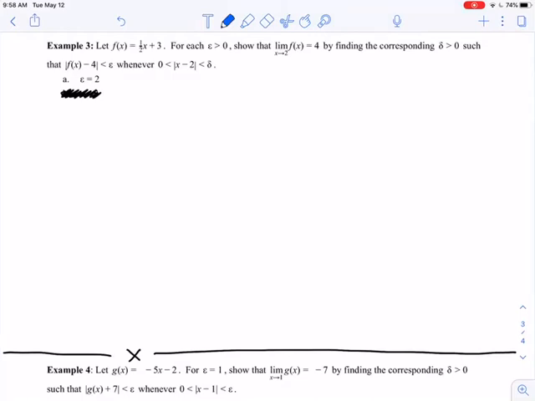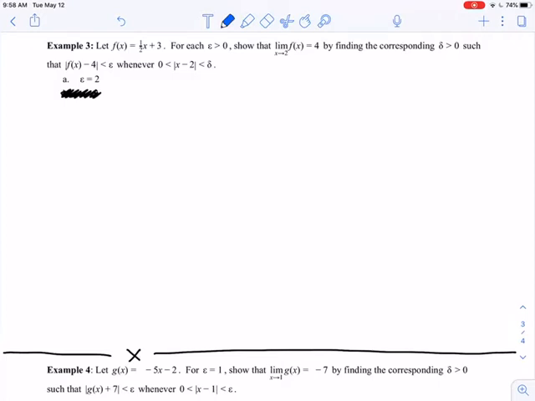In addition to applying this definition graphically, I'd also like to get some practice in applying this definition algebraically. So let's look at example 3 here. It says let f of x equal 1/2 x plus 3. For each epsilon greater than 0, show that the limit as x approaches 2 of f of x is equal to 4 by finding the corresponding delta greater than 0 such that absolute value of f of x minus 4 is less than epsilon whenever 0 is less than absolute value of x minus 2 is less than delta.